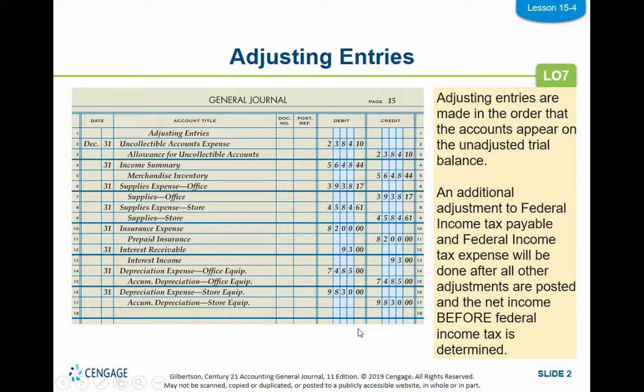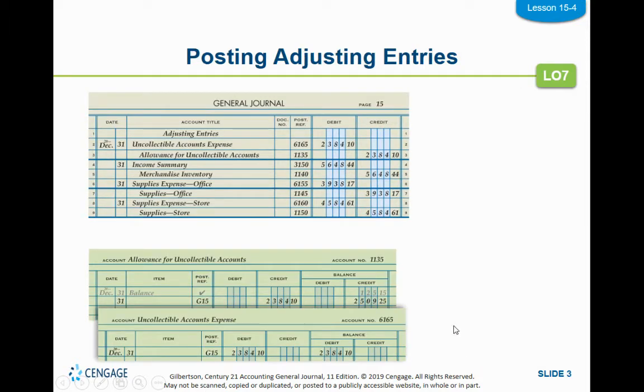We are also going to do an adjustment for federal income tax payable and federal income tax expense. However, we can't do that until after we have posted all of these adjustments so that we can figure out what our net income before federal income tax is to determine how much tax we have to pay, basically. So we're going to go through how you do that.